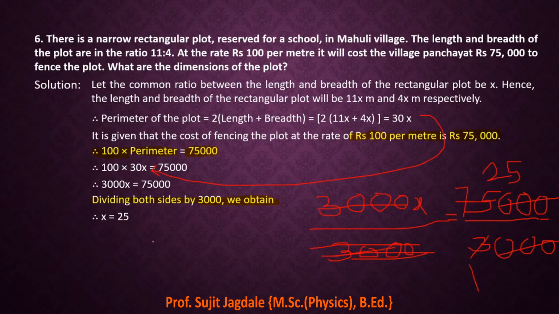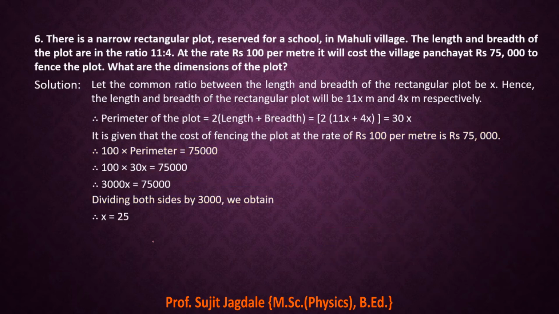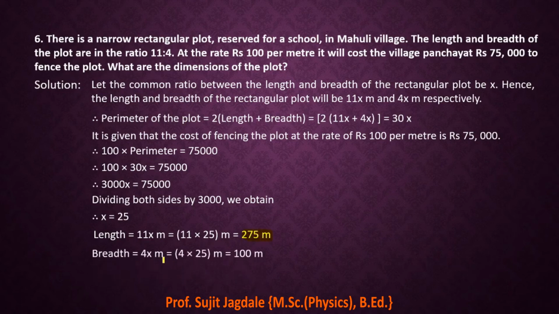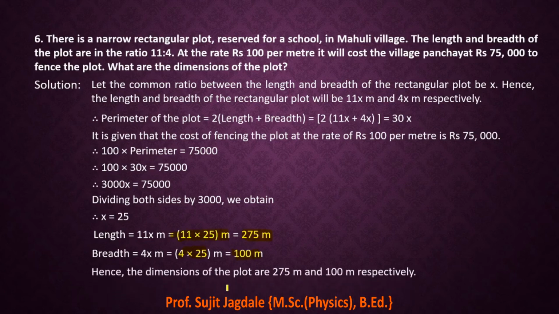So therefore we are getting the value as 25. So x is equal to 25. Therefore the length will be 11 into 25, which is 275 meter, the first dimension. And the second dimension is breadth, which is 4 into 25, which is 100 meter. So the rectangular plot has dimensions of 275 meter and 100 meter respectively.